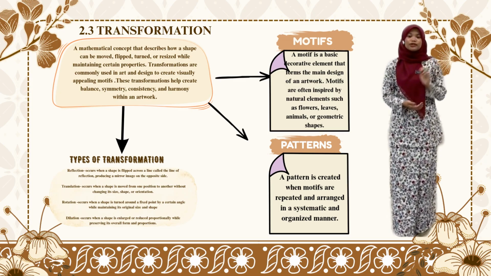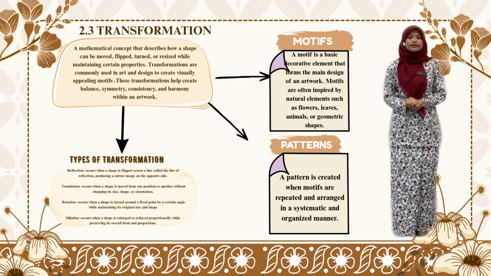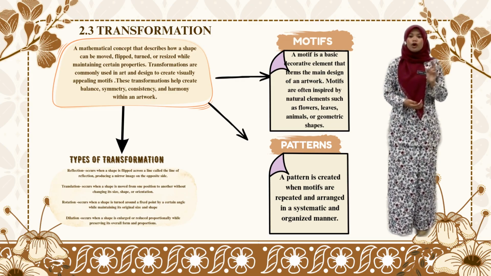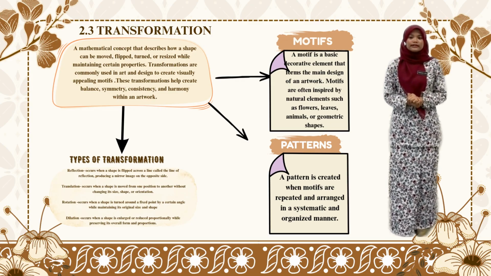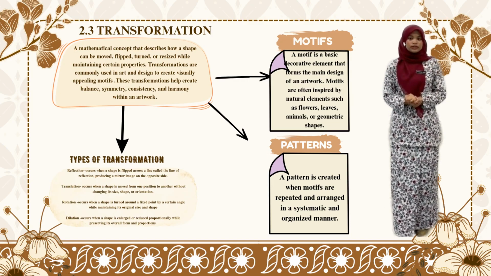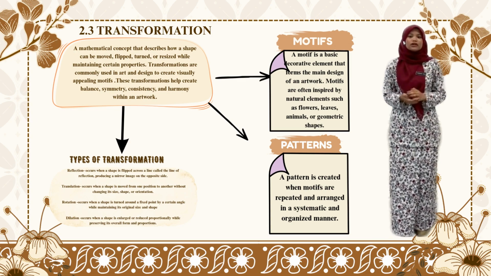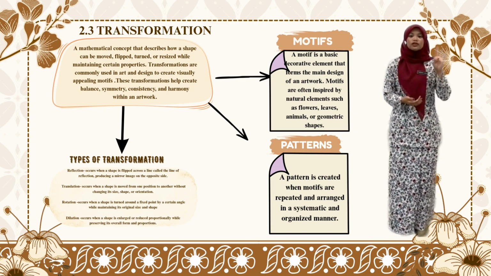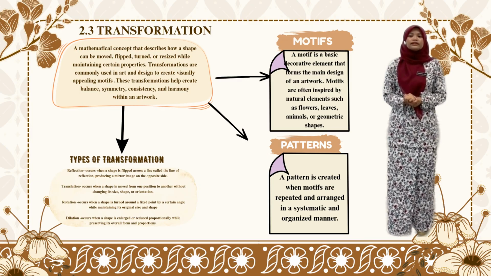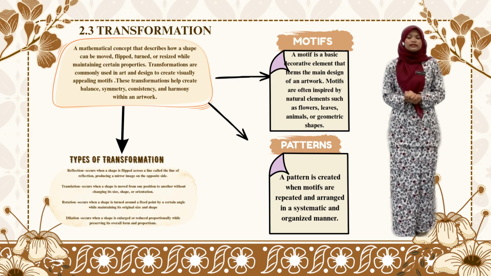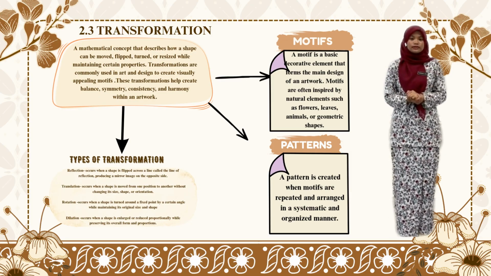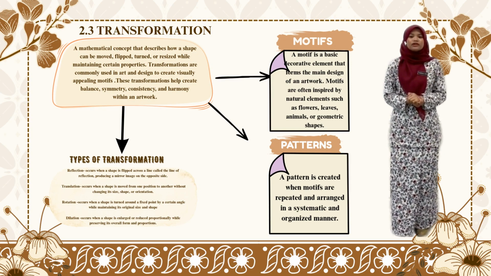The second is translation. Translation occurs when a shape slides from one position to another without changing its size, shape, or orientation. The third is rotation. Rotation happens when a shape turns around a fixed point at a certain angle while maintaining its original size and shape. The fourth is dilation. Dilation is a transformation that changes the size of a shape by enlarging or reducing it proportionally, while preserving its overall shape.